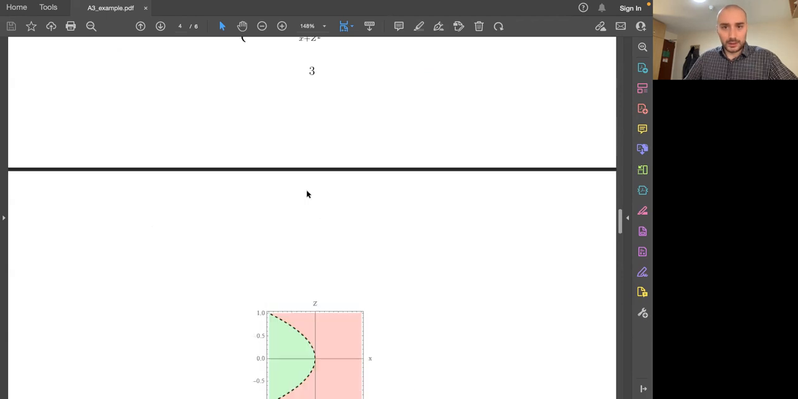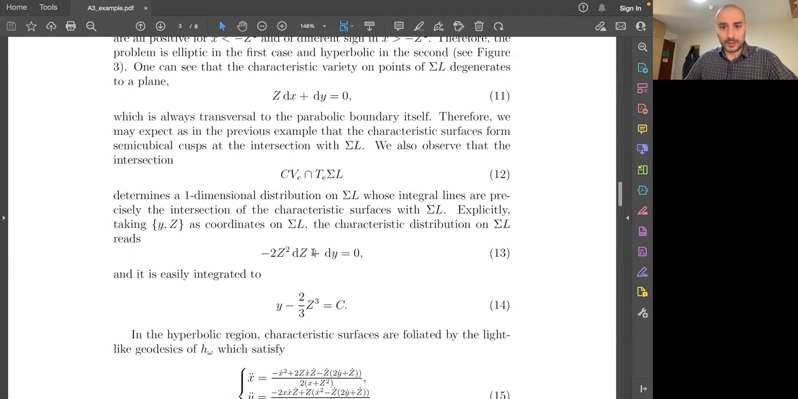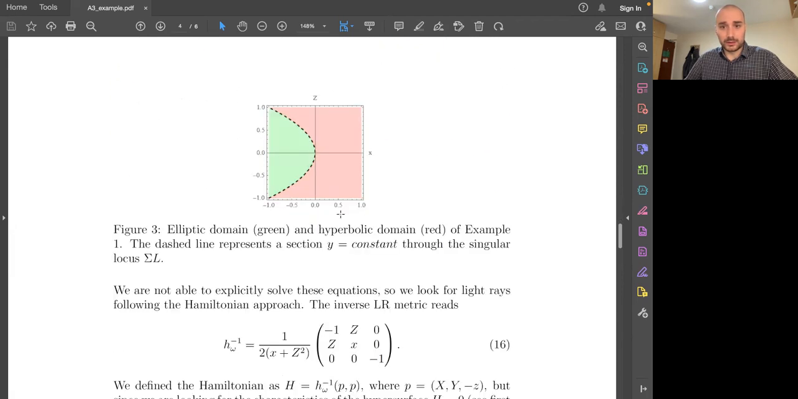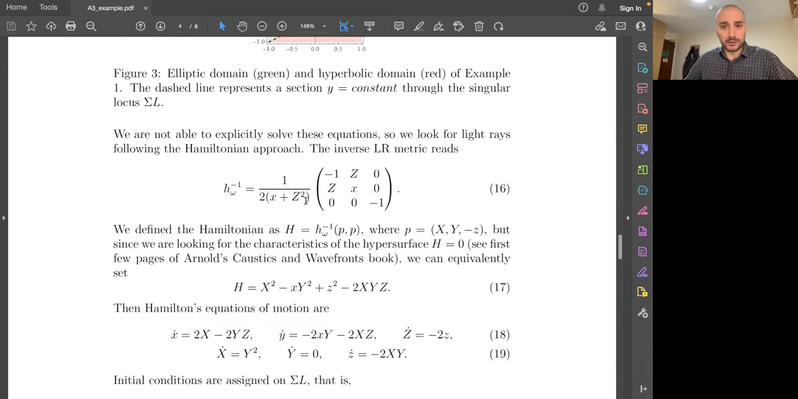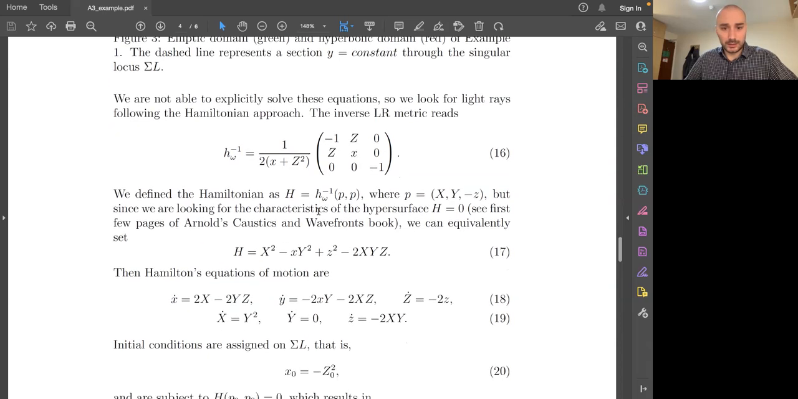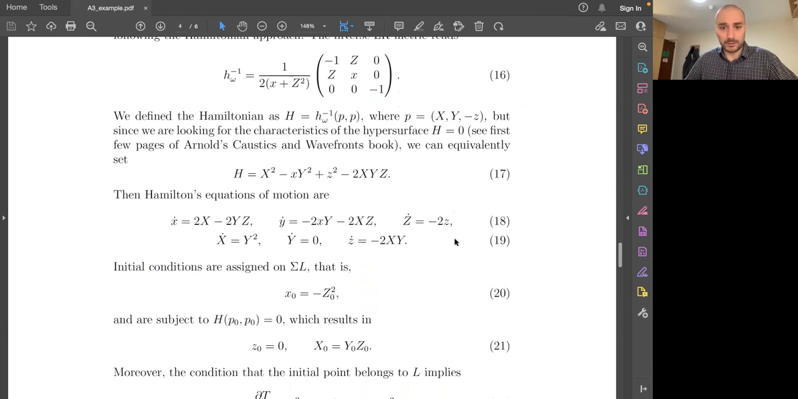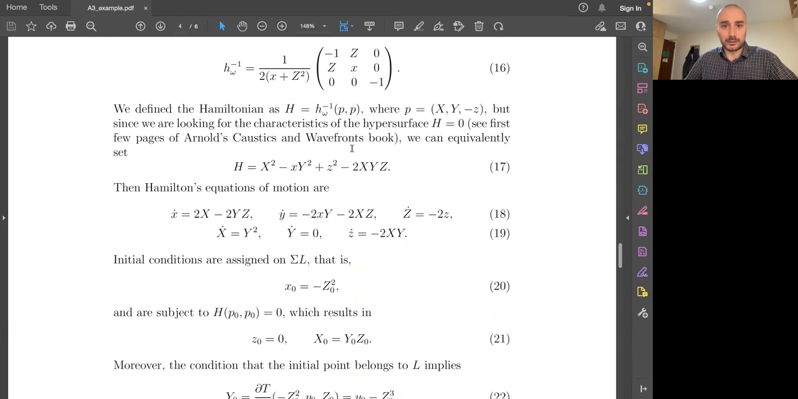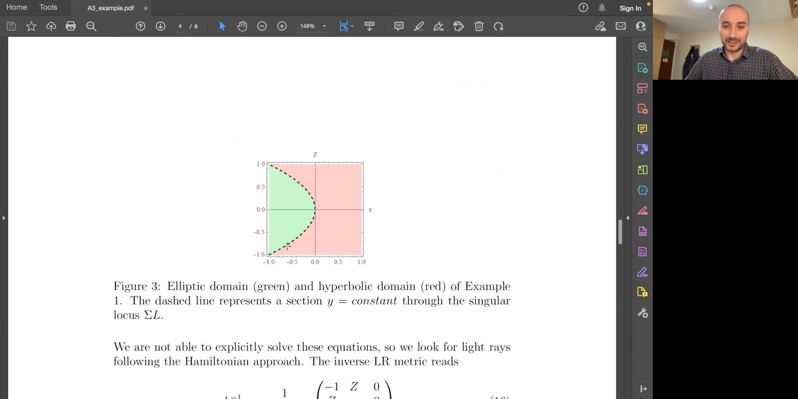Okay, and now we can look for the characteristic surfaces, of course, in the hyperbolic region, solving the eikonal equation in this setting. And here there is a sketch for the computations involved. We have to define a Hamiltonian. This is the most effective way to do that. This Hamiltonian is a function on the cotangent bundle to L, okay?